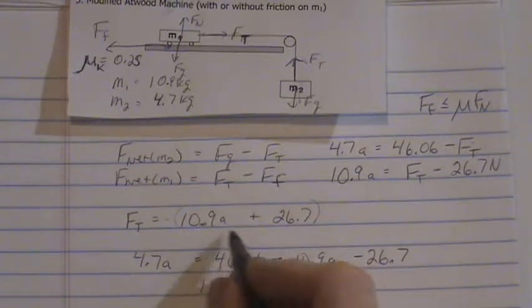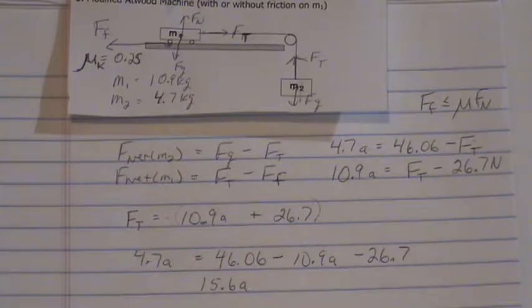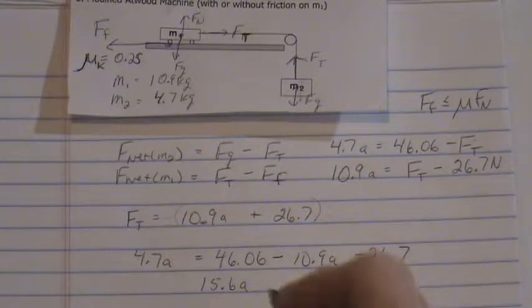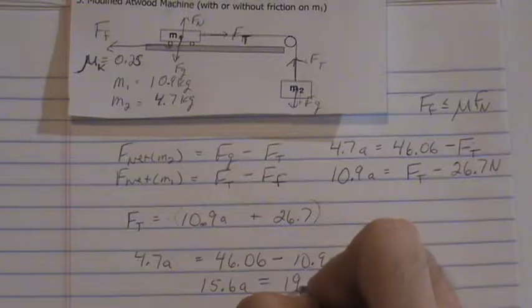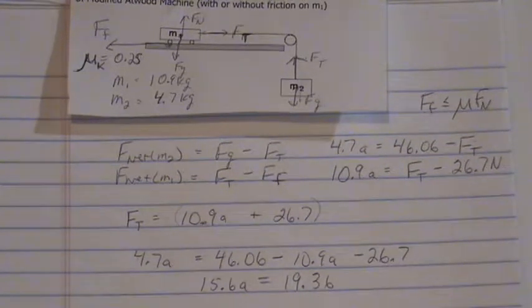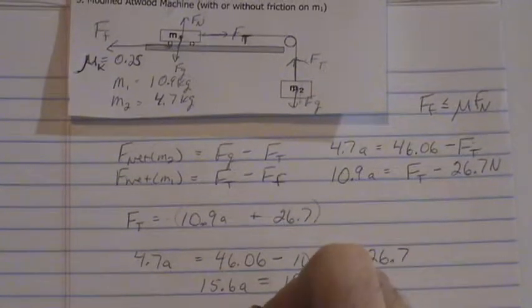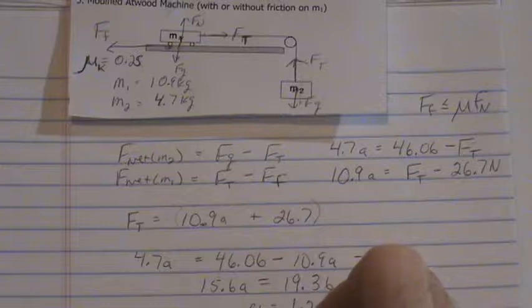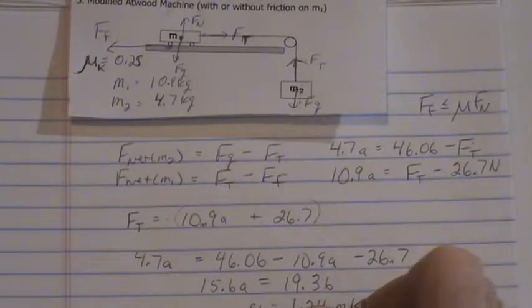15.6A, I'm adding the 10.9A to both sides. And then on the other side, I'm taking the 46.06 and subtracting the 26.7. I get 19.36. And then divide by the 15.6, right, to get the acceleration, 1.24 meters per second squared.